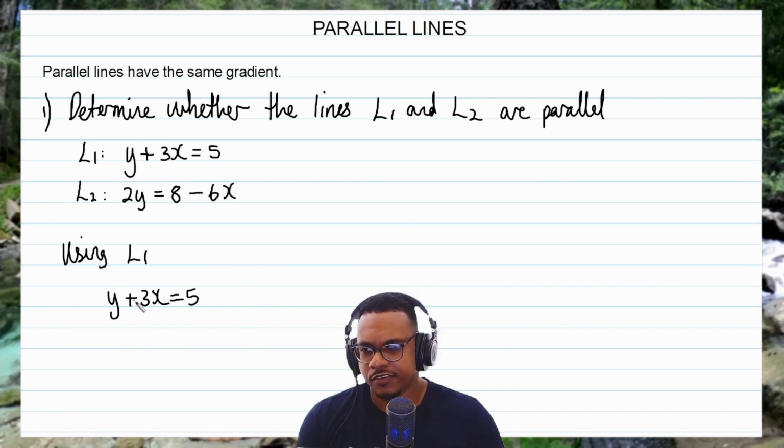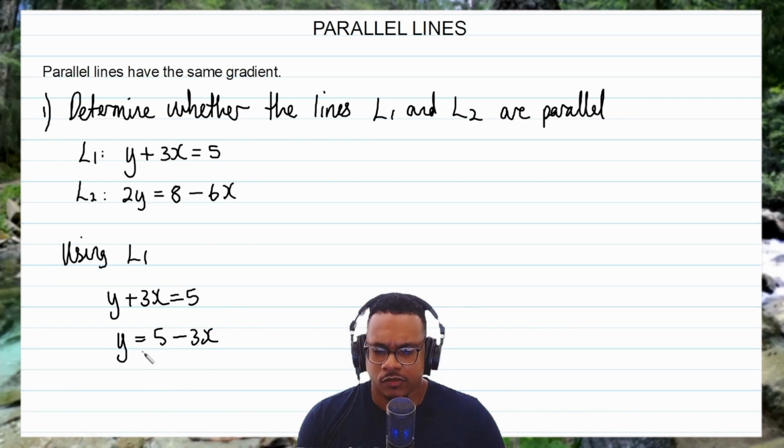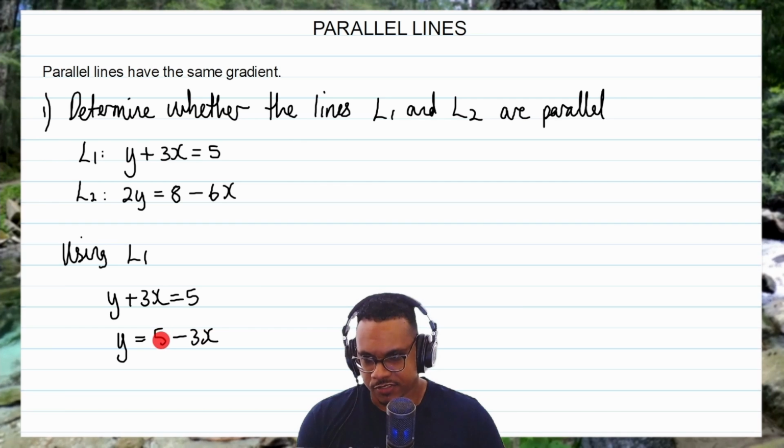So I can simply carry this positive 3x across the equal sign, and the sign in front of it will change from positive to negative. So I'll have y is equal to 5 take away 3x. Now remember, the form we want it in is y is equal to mx plus c. So I'll write the negative 3x first and then the positive 5. So I'll have y is equal to negative 3x plus 5.